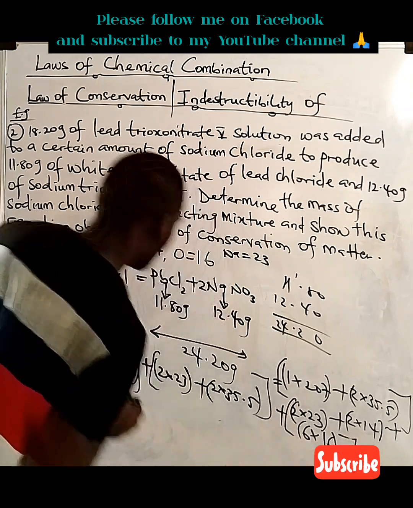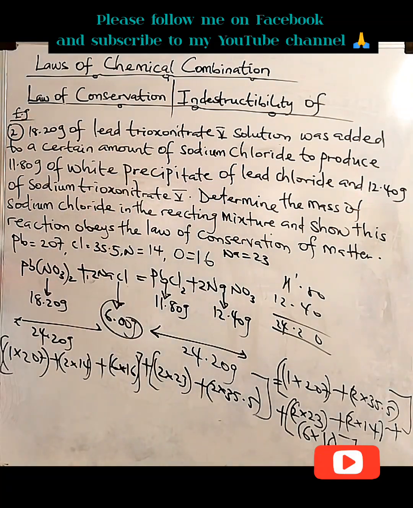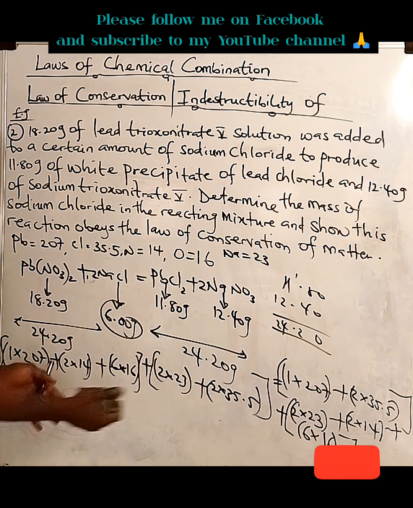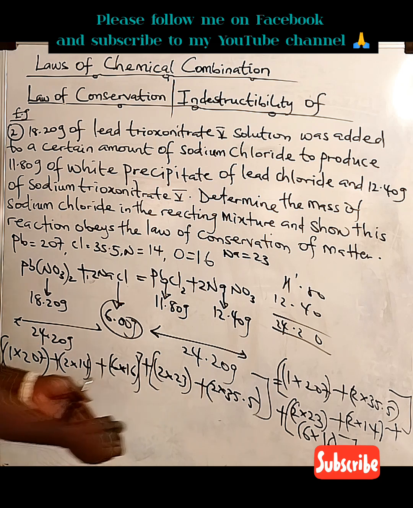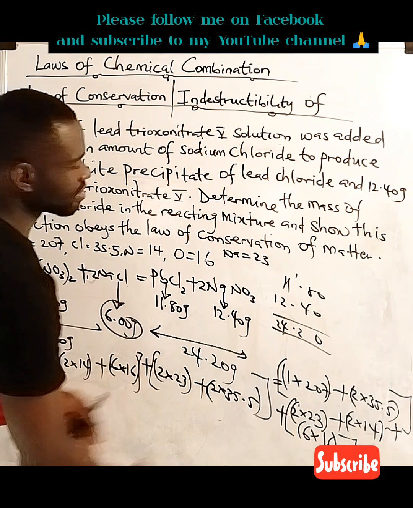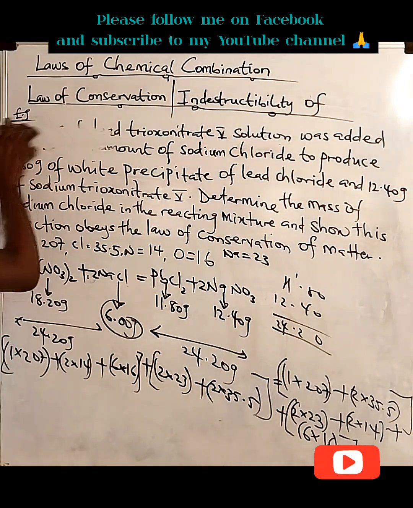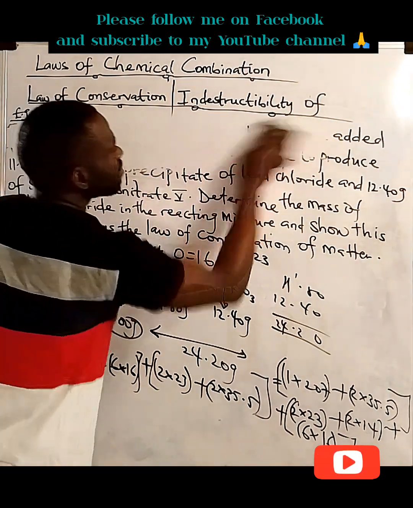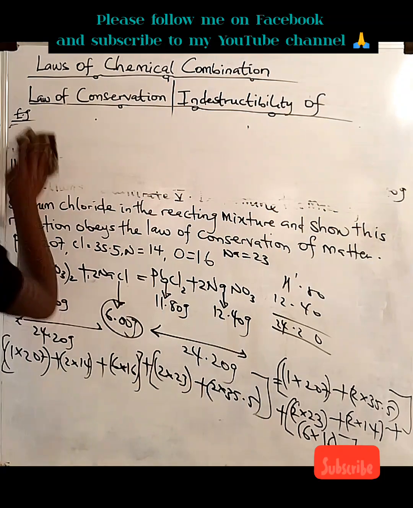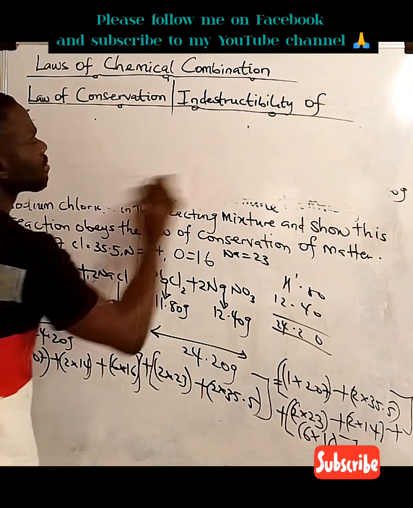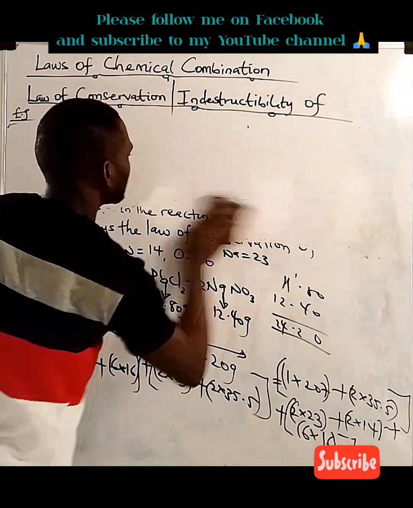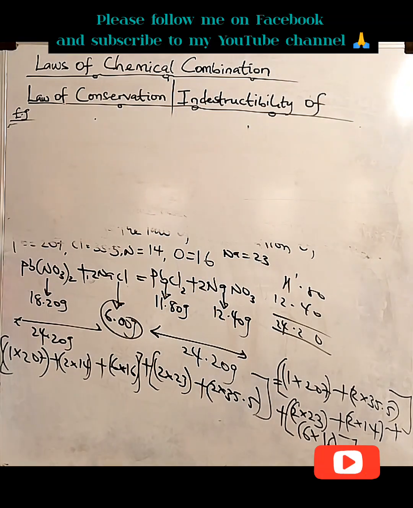So everything is set. So we're going to bring them up here. We're trying to compare the total mass for the reactant with the total mass for the product, more or less like the very first worked example. By the time we get the same mass, it means the law is obeyed. So let's see what we're going to get there.